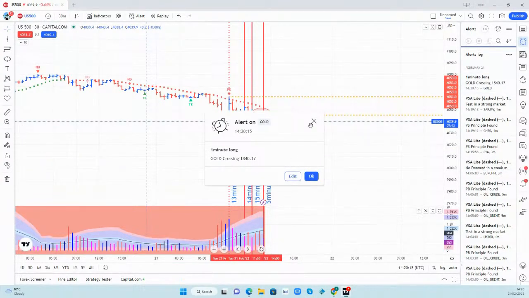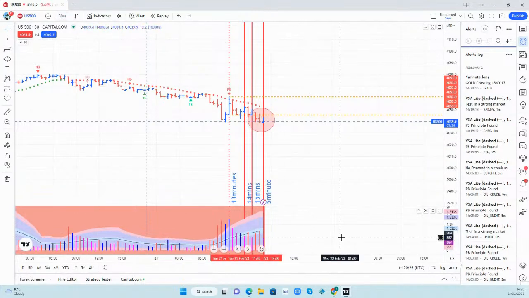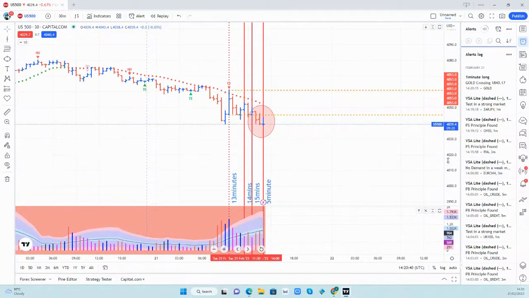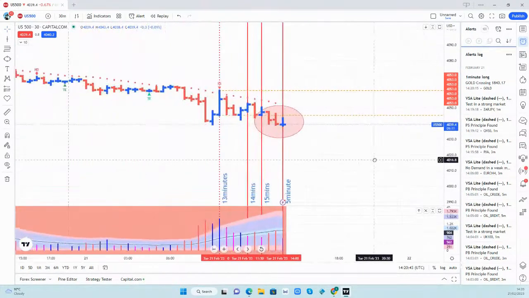Okay, the 1 minute long of the gold has been triggered. As far as the US 500 concerns, I want to do a short trade. All right, but the setup hasn't happened. I've already made my trades, made myself available, and on 30 minutes, I want to see something very important: an increase in volume. I want to see a continuous downturn, and I want to see no demand near my time frame.